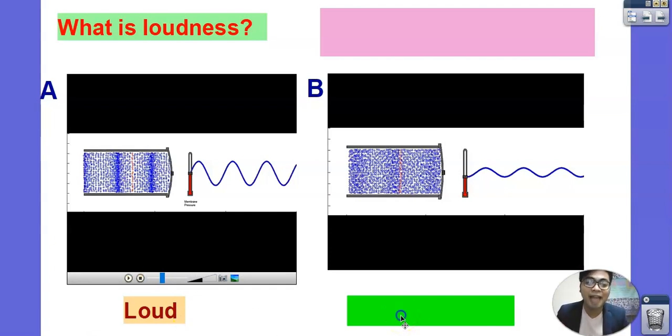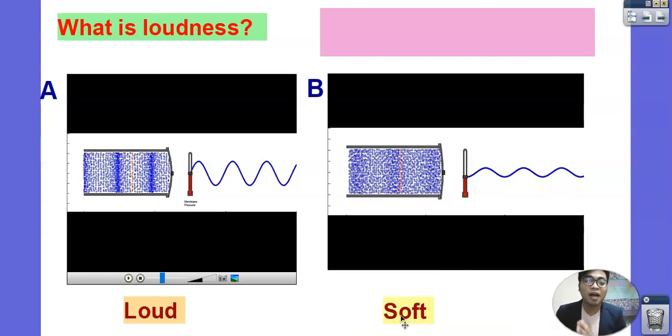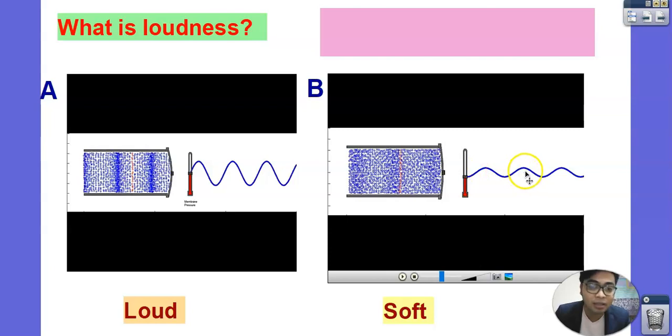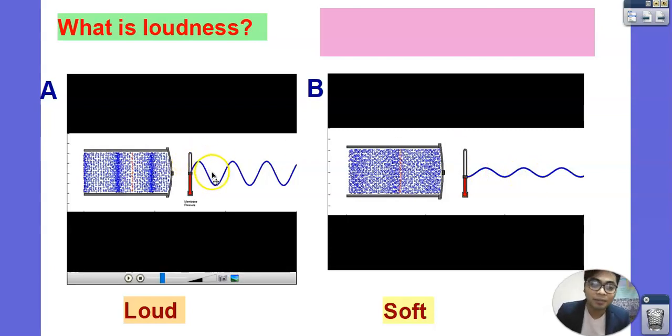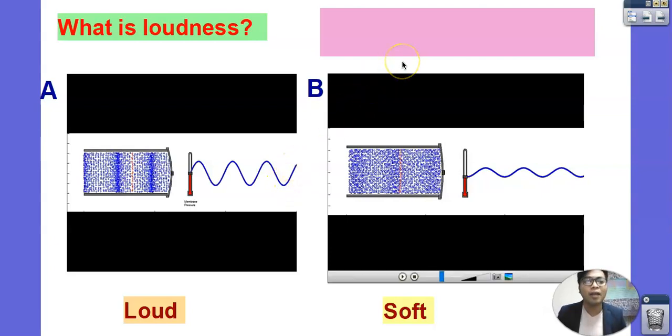Exactly, it's the opposite of loud, so it is soft. So the soft sound is produced if you have a lower amplitude, and a loud sound if you have a higher amplitude. So when you say loudness, what do you mean by that?